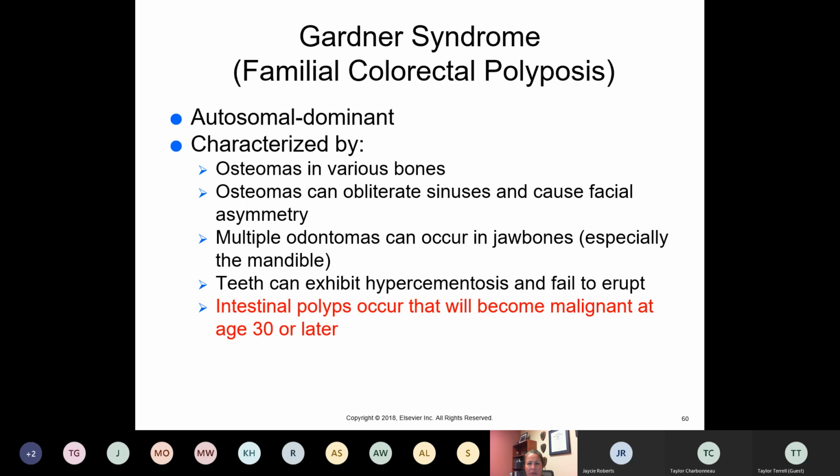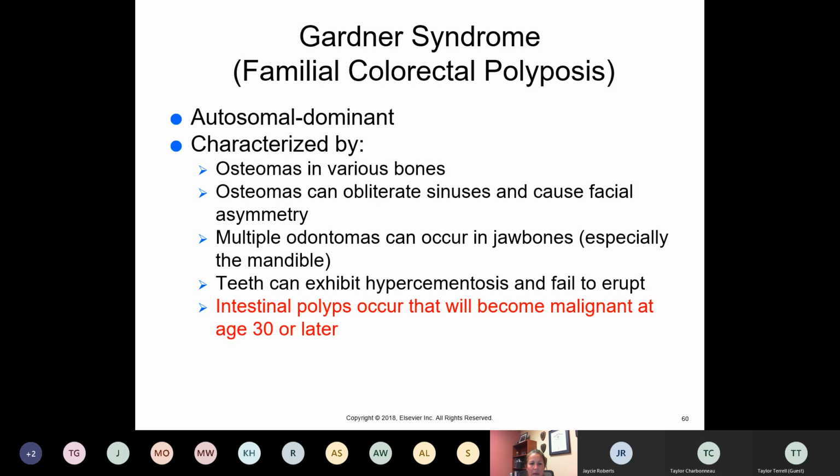These can obliterate the sinuses and cause facial asymmetry, and multiple odontomas can occur down in the jaw bones, which is going to be made up of tooth bone. And teeth can exhibit hypercementosis and fail to erupt, so it's like they're ankylosed by cementum.